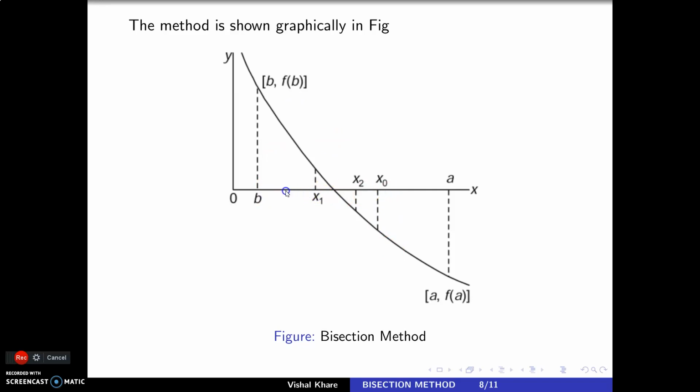Now we have to again add x0 and b and divide it by 2. So we will get here x1. Now at x1 you can see the value of the function is positive. So the value of f(x1) is positive and the value of f(x0) is negative. Therefore the root lies between x0 and x1. Again we have to add these two, x0 and x1, and divide by 2. So we will get a new point x2. At x2 the value of the function is negative. Therefore the root lies between x2 and x1. In the same way we have to proceed, and we will get the desired root.